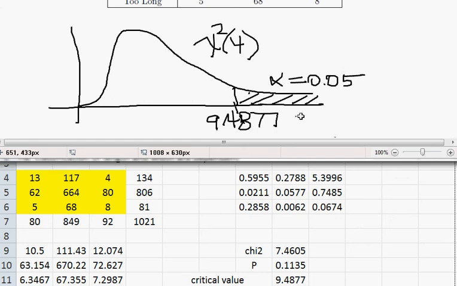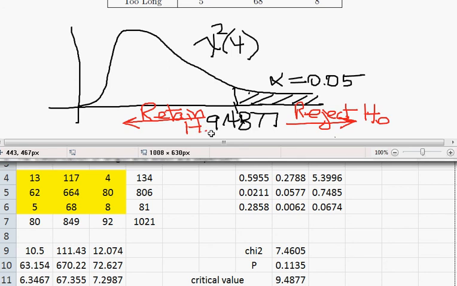So if I have a value over here to the right someplace, then I would reject the null hypothesis because the area to the right of that would be too small. On the other hand, if the test statistic falls over here to the left, then I would retain the null hypothesis. In our case, we're going to retain. The value of chi squared was 7.4605, so that falls, say, here. And so the area to the right of this green line is going to be bigger than 5%. In fact, we figured out that the green area that's being shaded here is 11.35%. So our conclusion is that we retain the null hypothesis.